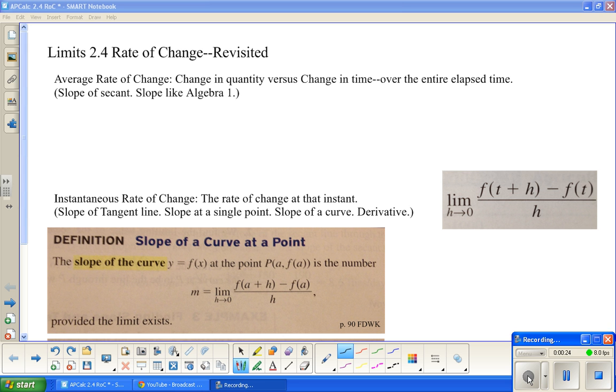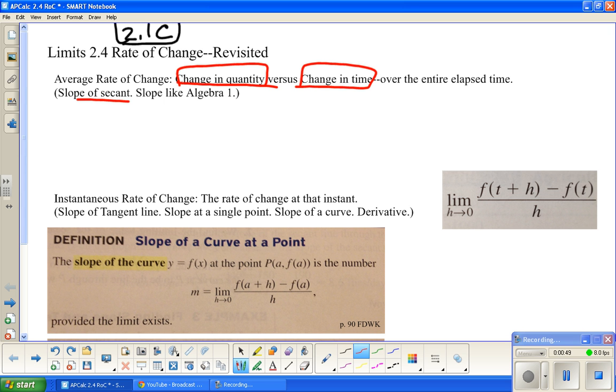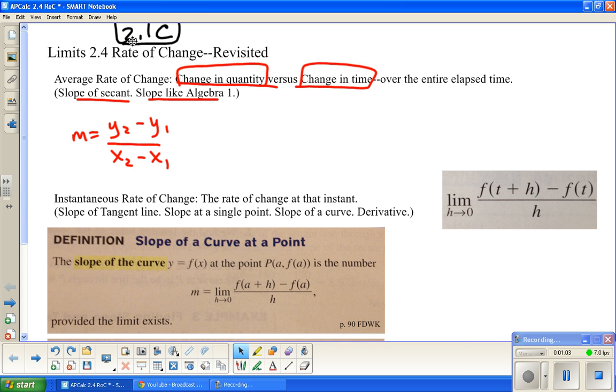Just a speedy recap from section 2.1, and if you need more information, go back to 2.1 and see the video for that, which is about average rate of change and instantaneous rate of change. Just a reminder that average rate of change is some overall change in quantity versus some overall change in time, and basically it's the slope of the secant line, and it's slope like Algebra 1. So it's whatever that y quantity change was over whatever that x quantity change was. You need 2 points. You need an x and a y and an x and a y.